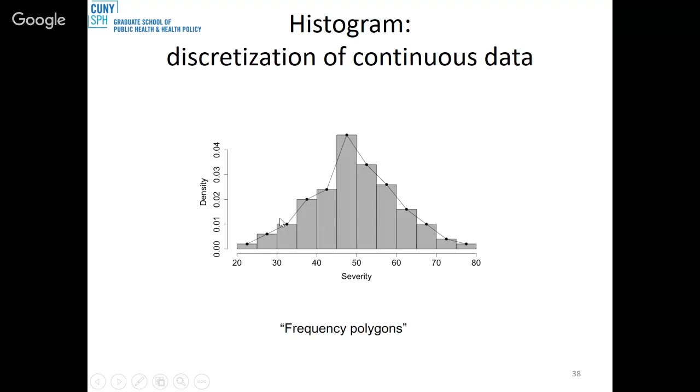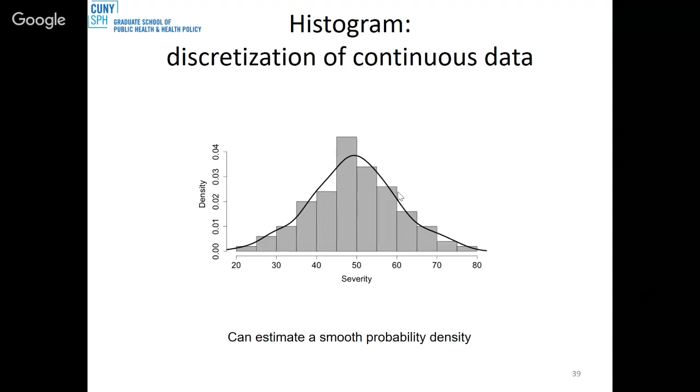I'll just mention that you don't really need to know about frequency polygons, but this is just putting a line on top of a histogram. Not something that I do that much. This is a little bit more common. This is a smooth line put on top of a histogram to show what we call the probability density. So this just shows you the same thing that you see in the histogram here.